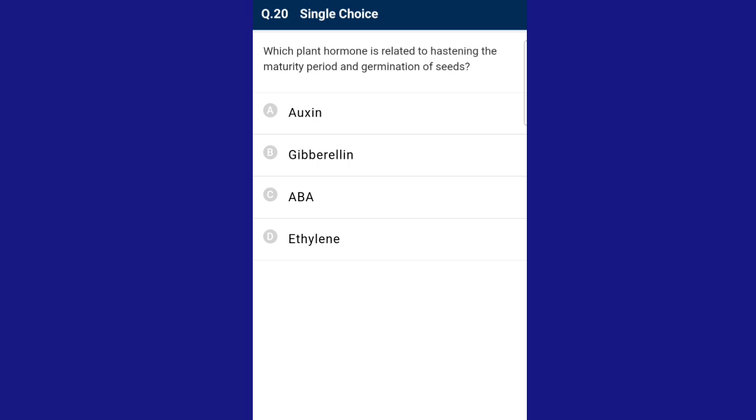Question number 20. Which plant hormone is related to hastening the maturity period and germination of seeds? Gibberellins cause seed germination by activating vegetative growth of the embryo and mobilizing stored food reserve of the endosperm by promoting the synthesis of hydrolytic enzyme involved in the solubilization of endosperm reserve. Spraying juvenile conifers with gibberellins hastens the maturity period, thus leading to early seed production. So the answer is option B, gibberellins.